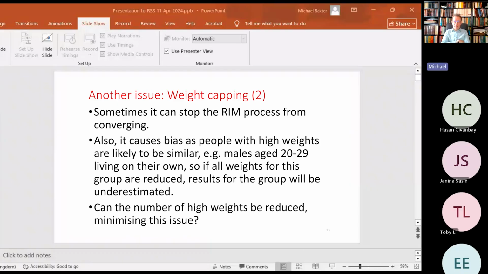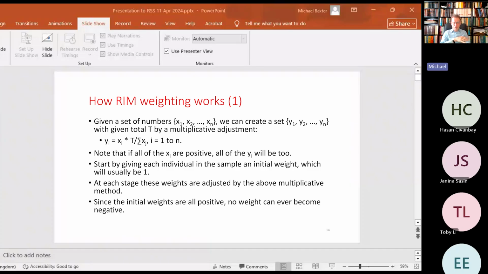So first of all, I have to explain how rim weighting works. If you've got a set of numbers, x1 to xn, we can create a set y1 to yn with a given total t by simple multiplication. You calculate t over the sum of the x's, and you multiply all the x's by this factor. And if all the x's are positive, then obviously the sum will be positive. So this factor will be positive. So all of the y's will be positive.